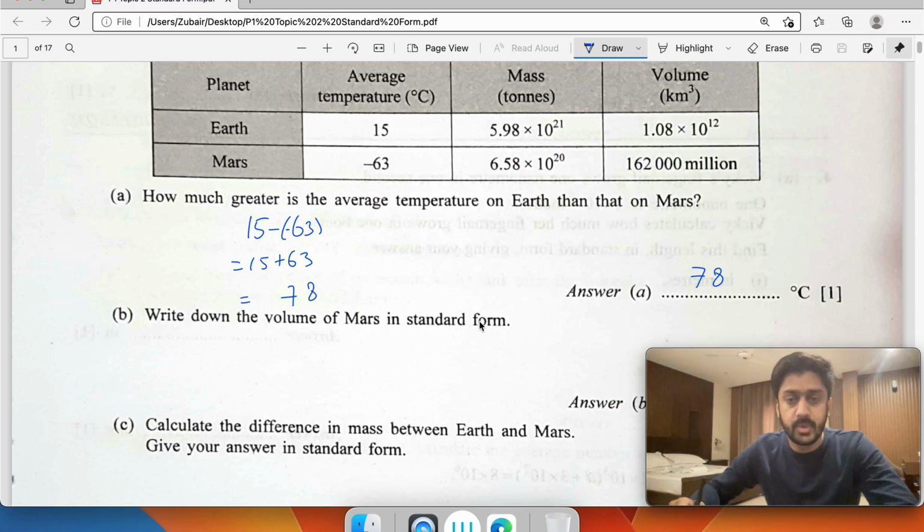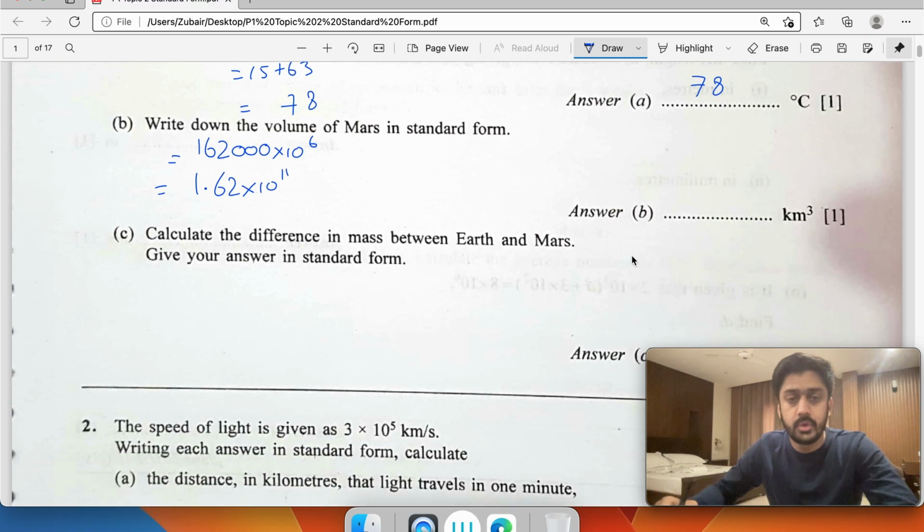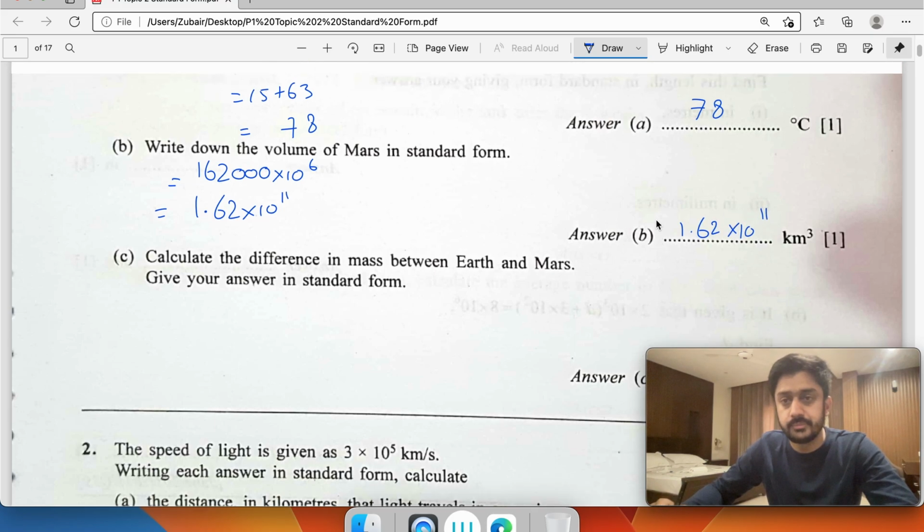Write down the volume of Mars in standard form. Mars volume is 162,123 million, which means 10 raised to power 6. In standard form, there is a decimal after the first digit, so 1, 2, 3, 4, 5. Add 5 to this, and you get 1.62 times 10 raised to the power 11.